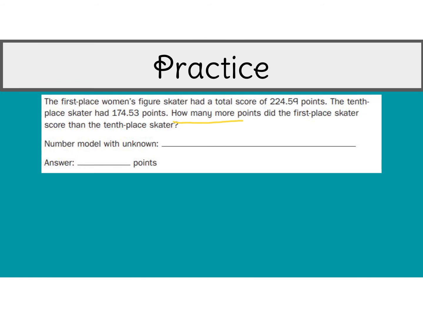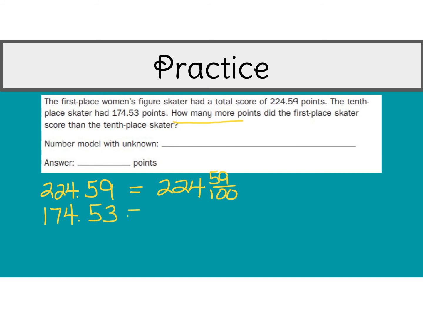So we're going to take 224.59, and we're going to convert that into a mixed number. So that's going to turn into this. And then we're going to take 174 and 53 hundredths, and we're going to turn that into a mixed number. And then I'm going to put a subtraction sign right here. I'm just going to draw my line, and I'm going to do my subtraction.